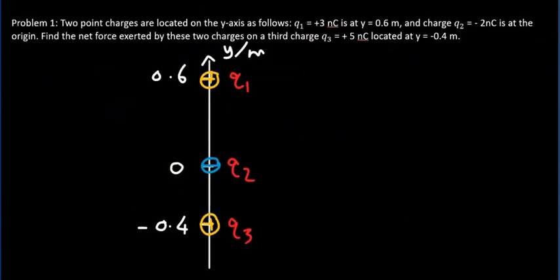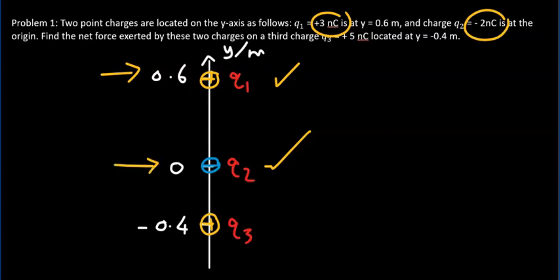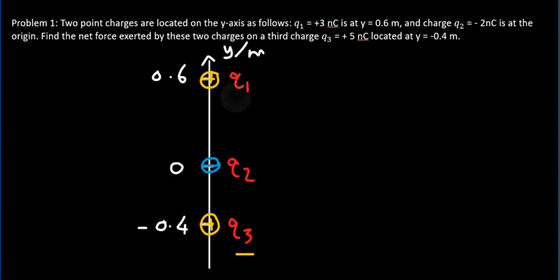Let's look at the following problem. Two point charges are located on the y-axis as follows. Q1 is positive 3 nanocoulomb at that location, y equals 0.6 meters, and charge Q2, this one right there, is a negative charge, minus 2 nanocoulomb at the origin. So this is the origin. Find the net force exerted by these two charges on a third charge of 5 nanocoulomb positive charge that is located there. The force on Q3 due to Q1 will be going in that direction.